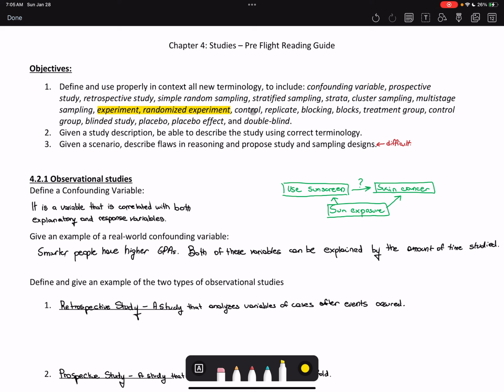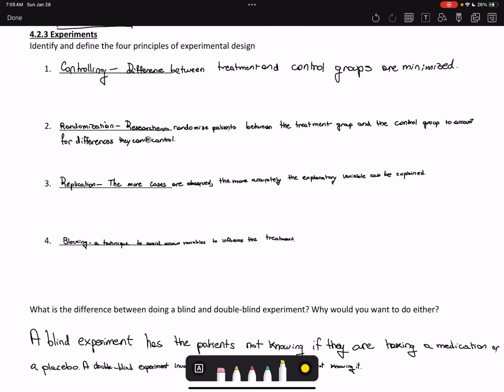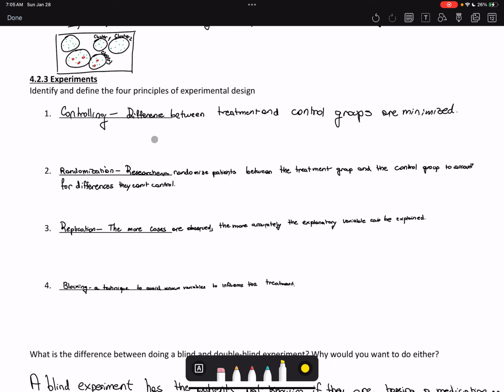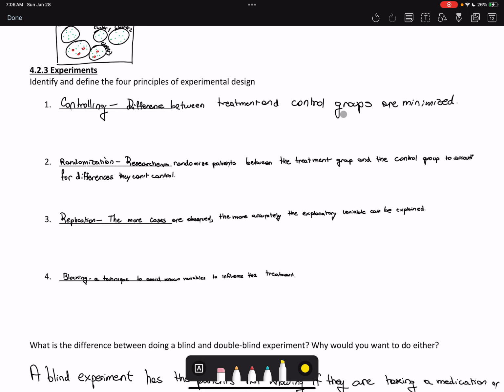Control is a group in which, it's a definition. Control is the difference between the treatment group and the control groups are minimized. Let me just pull out here the book as well. So researchers assign treatments to cases and they do their best to control any other differences in the group. For example, when patients take a drug in pill form, some patients take the pill with only a sip of water, while others may take it with an entire glass of water. To control for the effect of water consumption, a doctor may ask all patients to drink a 12-ounce glass of water with the pill. So they do their best to control any difference between the treatment and the control group.